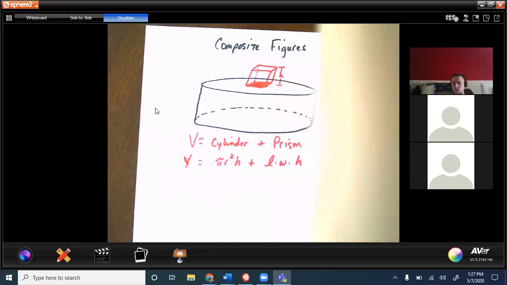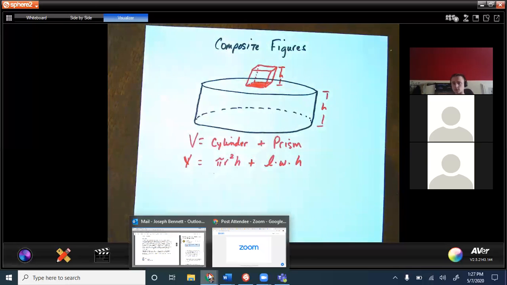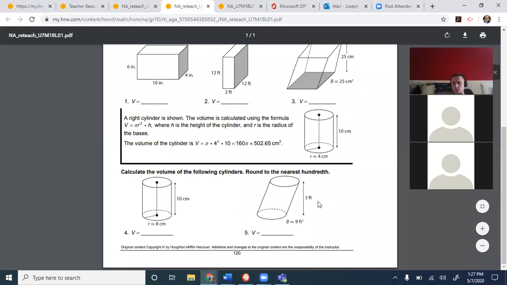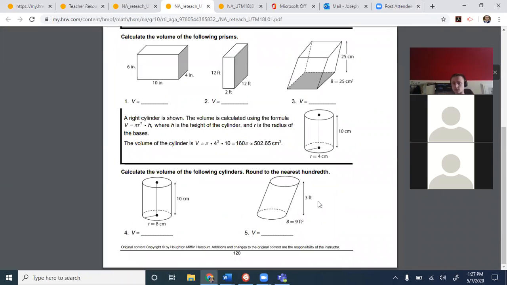All right, so let's do this. Let's change out now and look at a problem. All right, now this is from Monday's. So this was volume of prisms and cylinders on Monday. Let's take a look at number 5. All right, so there's the picture. And we have the area of the base. That's what the capital B represents. The area of the base is 9. And then the height is 3.